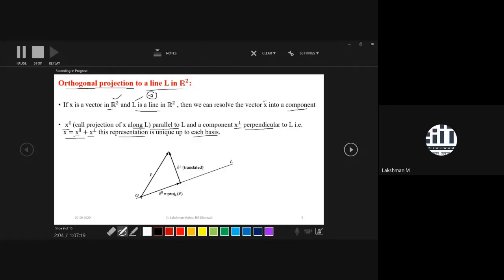Then you can observe that this one we are calling projection of x with respect to this line. This one is the projected part. This part is x perpendicular. So you can easily see that if you allow orthogonal projection operation, then always you can get two vector components, and both components happen to be perpendicular to each other.